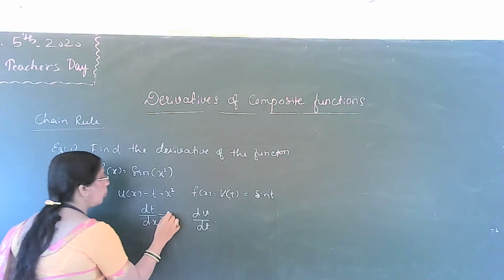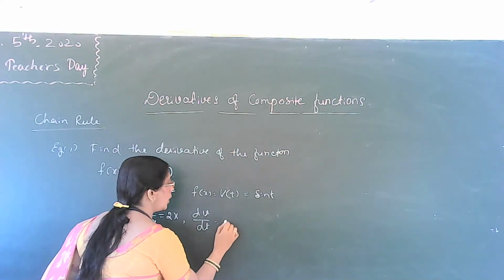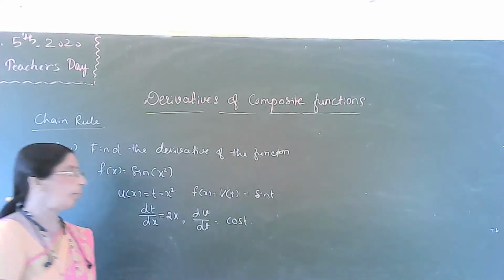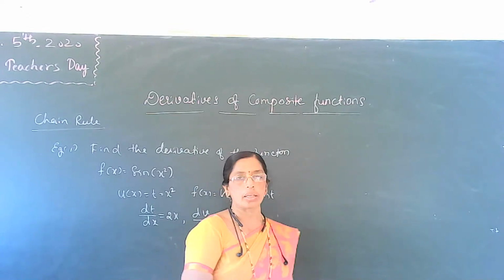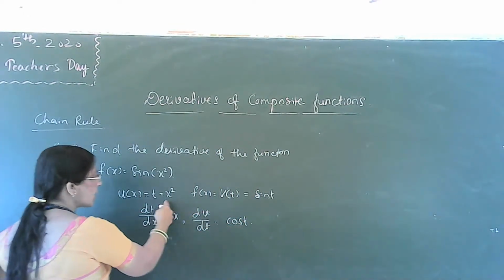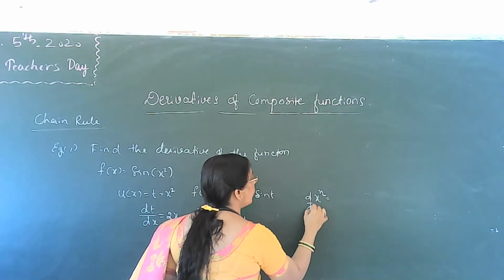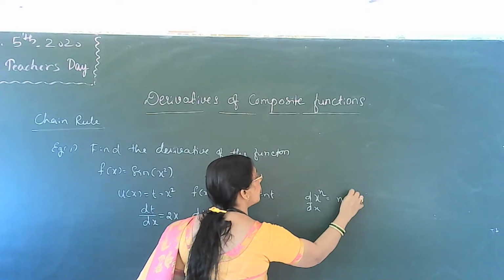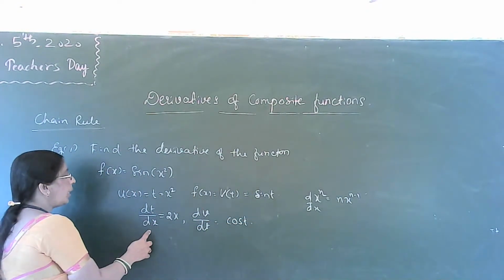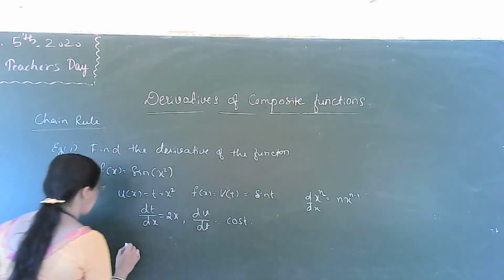dt by dx is equal to 2x and dv by dt is equal to cos t. You know the derivative of sin x is cos x, and the derivative of cos x is minus sin x. And the derivative of x to the power n is equal to n into x to the power n minus 1. Therefore, dt by dx is equal to 2x and dv by dt is equal to cos t.